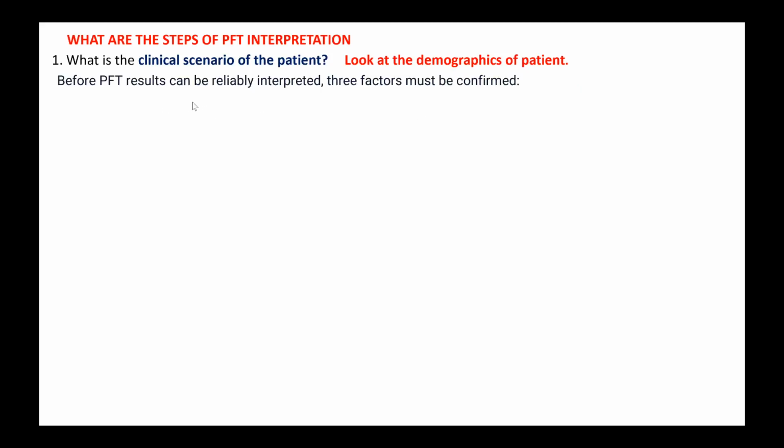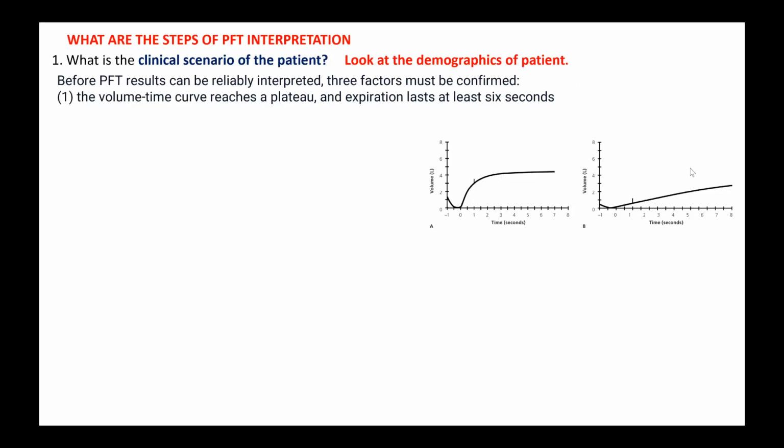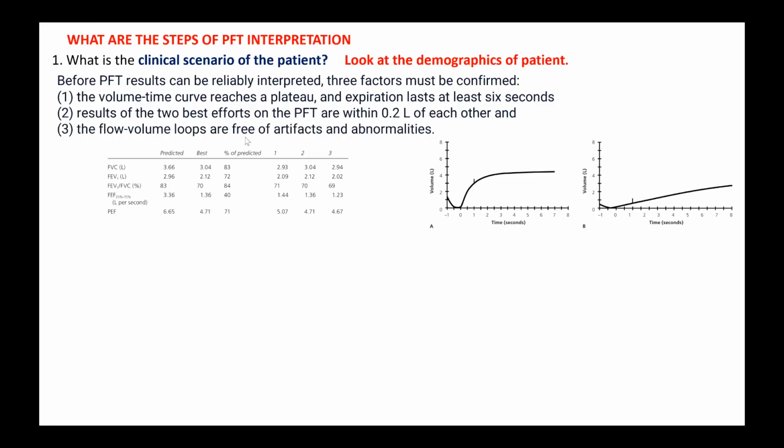Before PFT results can be reliably interpreted, three factors must be confirmed. One, the volume time curve reaches a plateau and expiration lasts at least 6 seconds. Two, the results of the two best efforts are within 0.2 L, that is 200 ml, of each other. They ask the patient to do every test three times and take the best of the three, and the two best efforts should differ by less than 200 ml. Three, the flow volume loops are free of artifacts and abnormalities like coughing or holding. So these are the three important things you should make sure of.